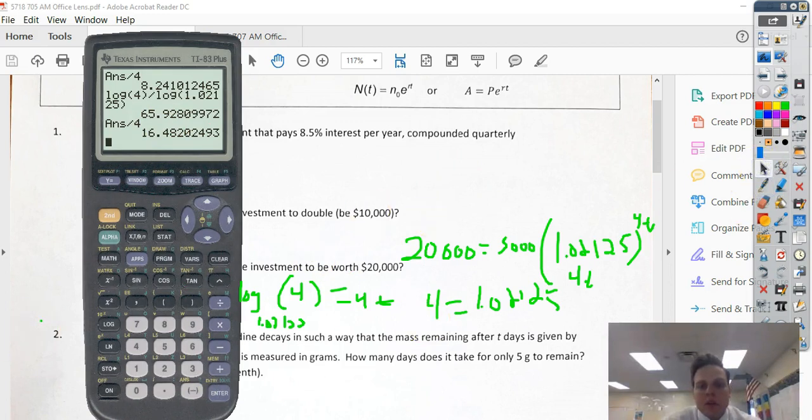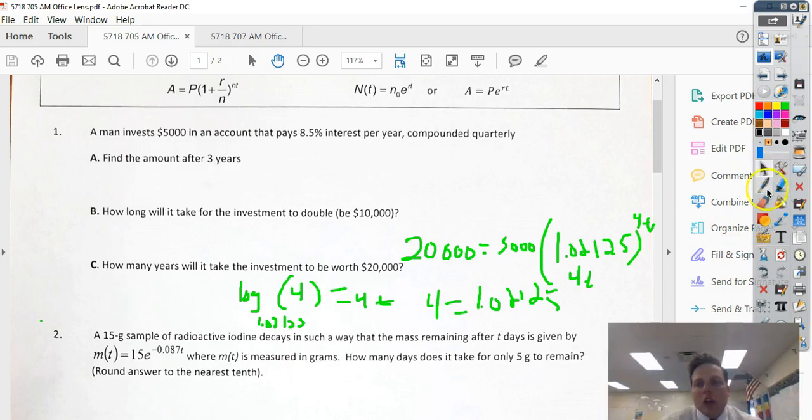Okay. So that is the enjoyment of using the algebra way, is that I can get a little bit more precise than the calculator method. The calculator method just got me the year, but this allows me to get like 16 and a half years, so it would take about 16 years and 6 months. All right. Let's try doing our next problem.